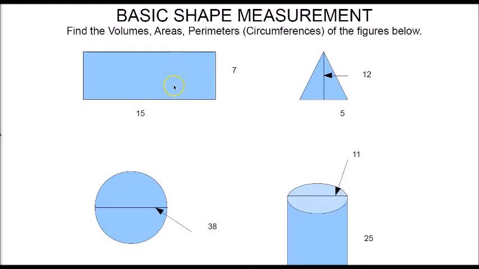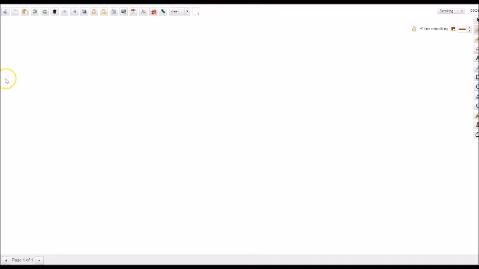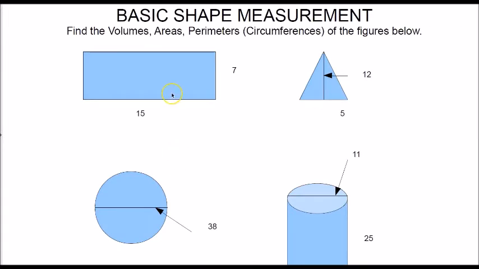So for this first shape here, we have find the volume, area, perimeter, and if it's a circle, it will be circumference of the figures below. So I'm going to jump over here, and so 15 by 7.